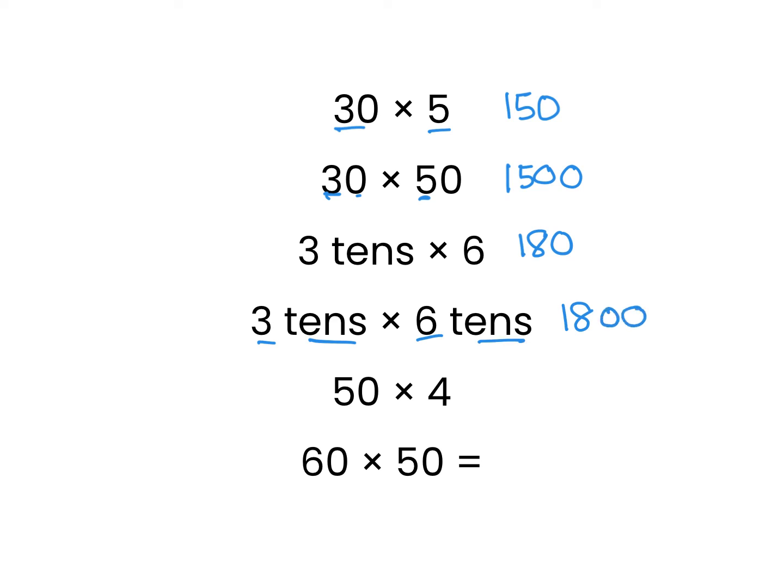5 tens times 4 is, well, 5 times 4 is 20 tens, so 200. 6 tens times 5 tens is 30, and then our tens times tens is 100, so 3,000. You have finished Fluency for today.